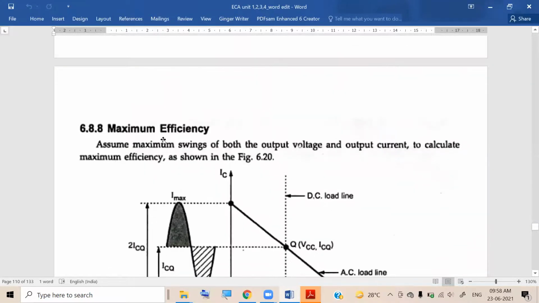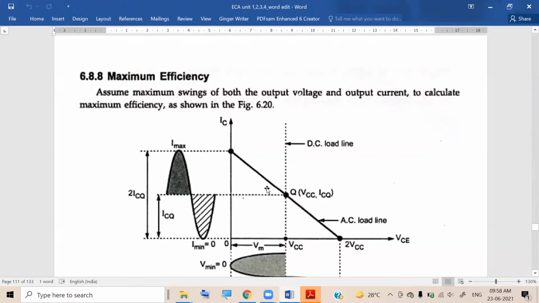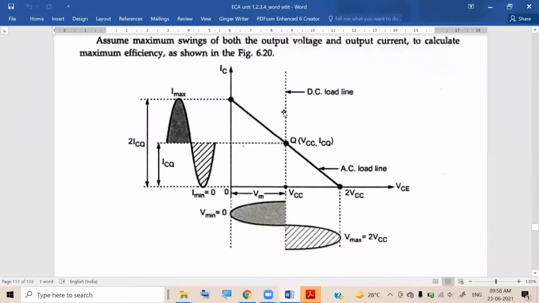See, maximum efficiency means maximum signal swing. The swing is along the entire load line. So the efficiency that we are deriving is maximum efficiency. If they ask in a question for maximum efficiency, you will derive the same expression. If they ask simply for efficiency also, you will derive the same.